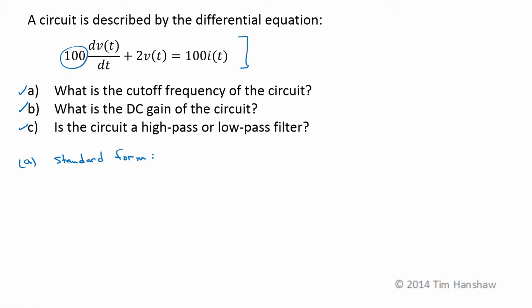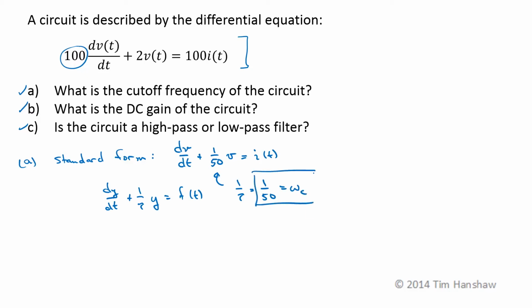which, if we divide out this leading term, we get dV/dt plus 1/50 V is equal to I of t. Our general form was dy/dt plus 1/tau times y is equal to f of t. So 1/tau is equal to 1/50. The time constant is 1/tau, so omega sub c is 1/50 radians per second.